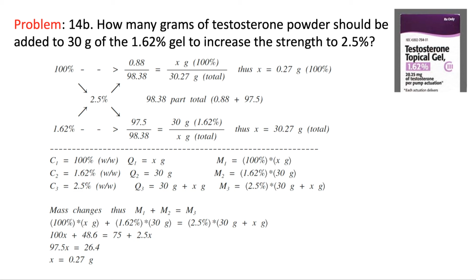And I'll remind you, X represented the weight of the testosterone, which we now just said would be equal to 0.27 grams. And that also matches the value we got by performing that same calculation using the alligation alternate method. So hopefully this was a helpful review to see how to do both the dilution and the alligation, using both the alligation alternate method as well as the algebra or the direct method.